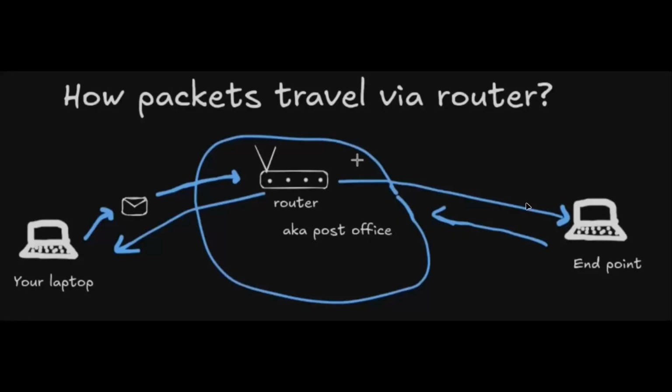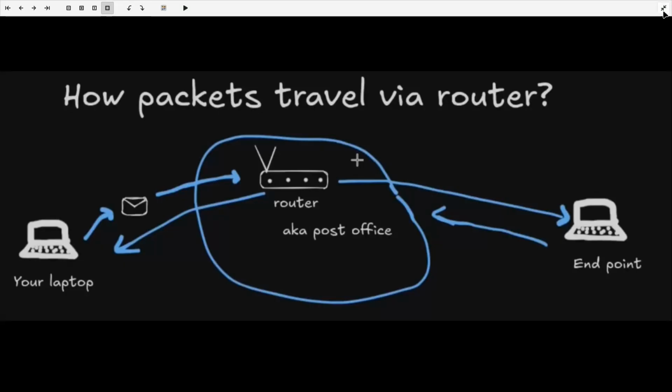And also, any packet, but this one is an example of a packet, it has the destination address as well as the originating address, like an envelope. And this router is like a post office, so it will ensure the packets are routed properly to the correct end destination. So this is the simple example of how packets travel in a single router, okay?